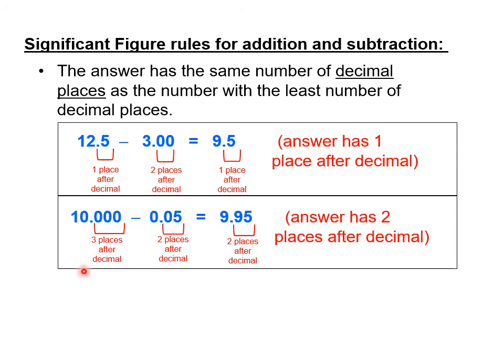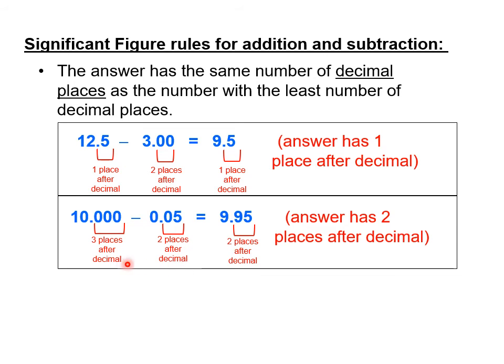And here's another example. 10.000 has 3 places after the decimal, minus 0.05. This number has 2 places after the decimal. My final answer should have the same number of places after the decimal as the number carrying the least places. So my final answer would also have just 2 places after the decimal, just like this 0.05.